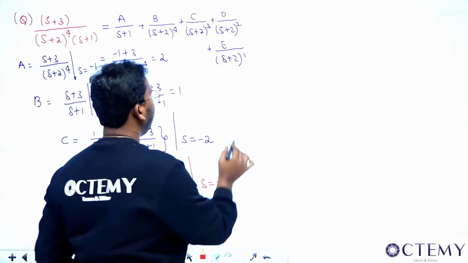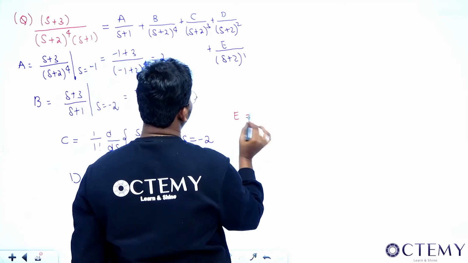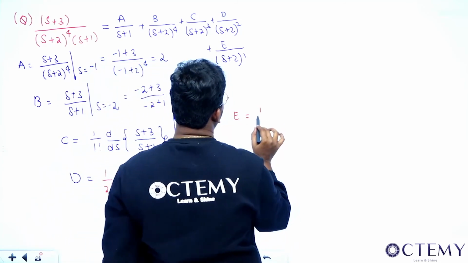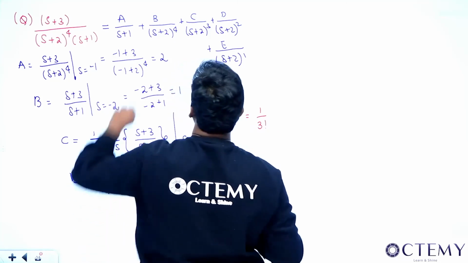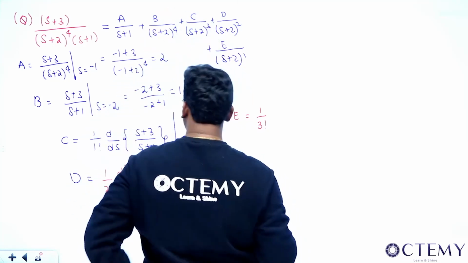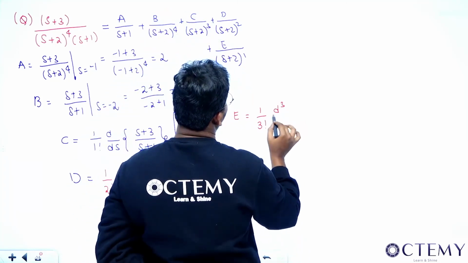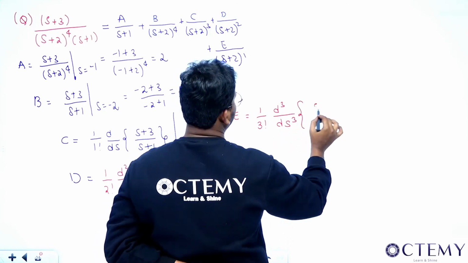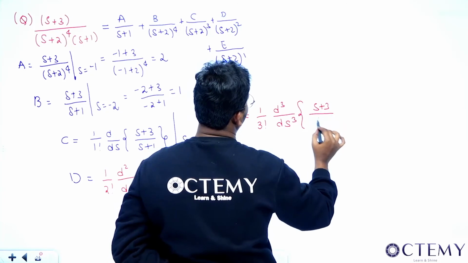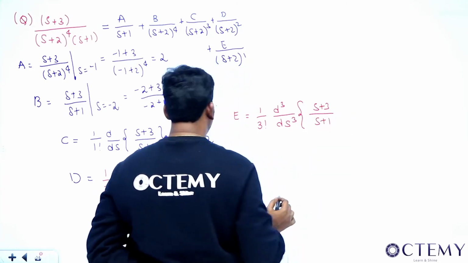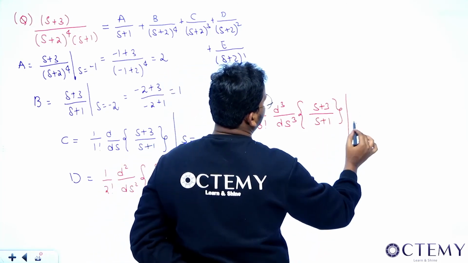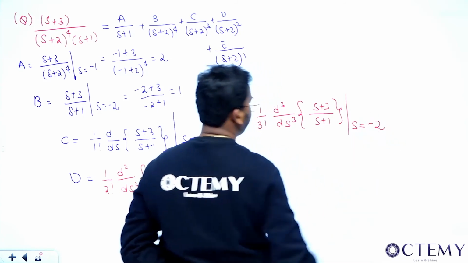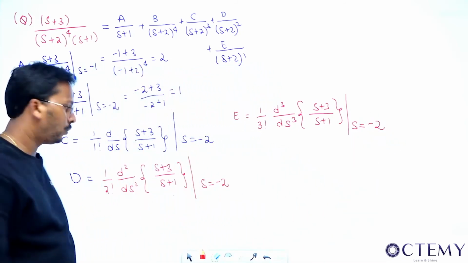Similarly, if you want E, what will be E, sir? E will be basically 1 by 3 factorial. Why 1 by 3 factorial? Compared to the highest power, it is 3 powers less. And d cube by ds cube, differentiated 3 times, of (s plus 3) divided by (s plus 1), and you put s is equal to minus 2. This is how you have to do it, sir.